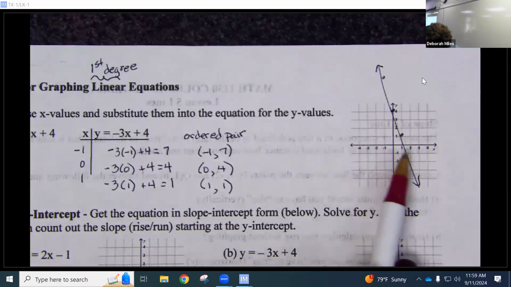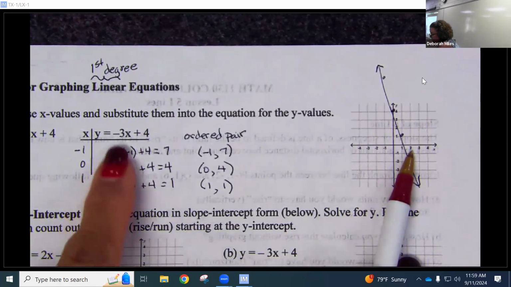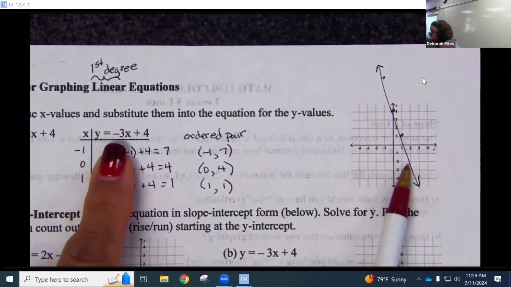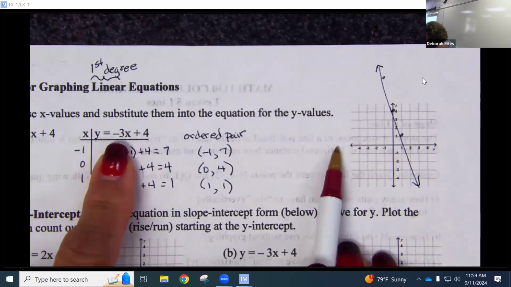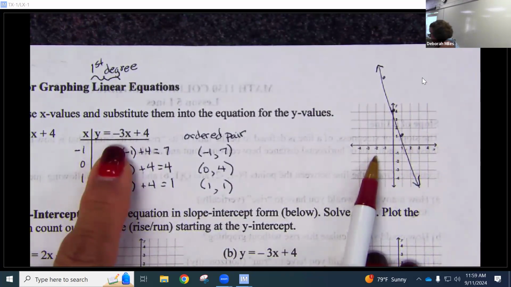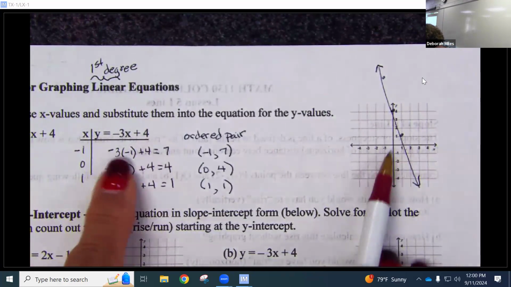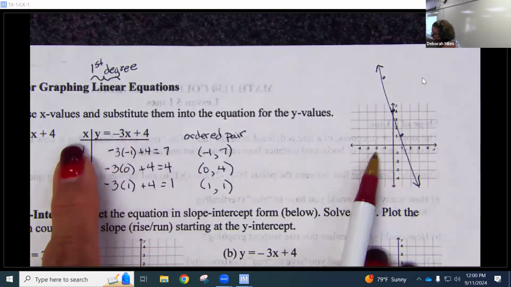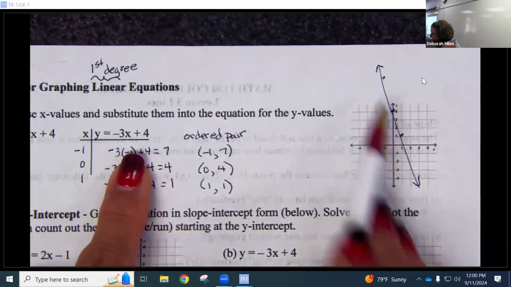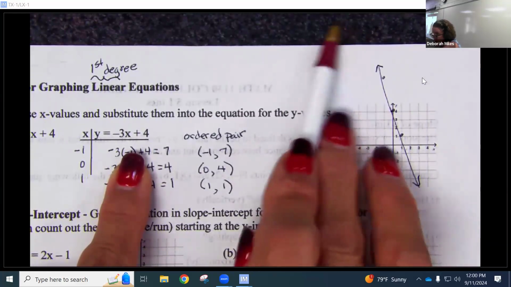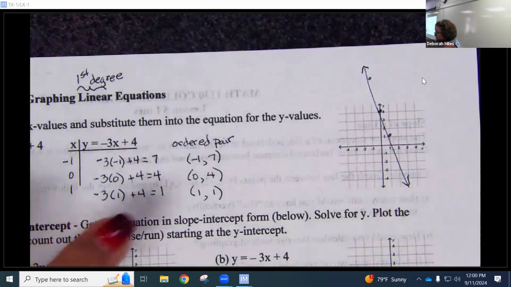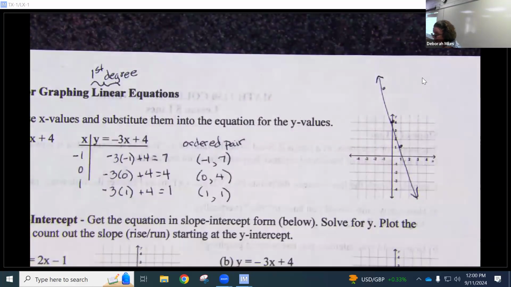If one of you had chosen X equals 2, you would have come up with Y equals -2. 2, -2 is on the same line. Or if one of you had chosen X equals -1, you would have come up with Y. Oh, I did choose X equals -1. If I had chosen X is -2, I would have come up with Y equals 10. The point -2, 10 is up here off my paper, but it's still on the same line. So all of us could have 3 different ordered pairs, we should all have the same line.